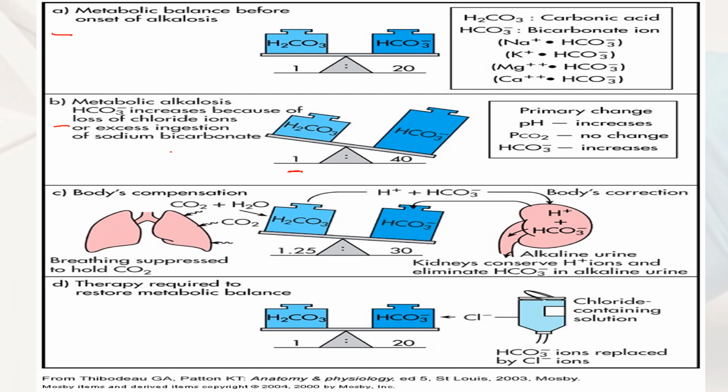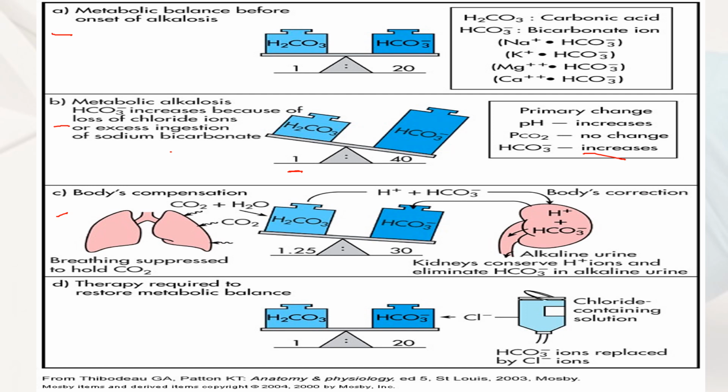So what are the changes? The pH level will increase. There is no change in partial carbon dioxide, and that is a thing we are supposed to look at. In metabolic conditions, the changes will be in pH as well as the bicarbonate level. Here the bicarbonate level increases. Then the body's compensation is breathing suppressed to hold the carbon dioxide.